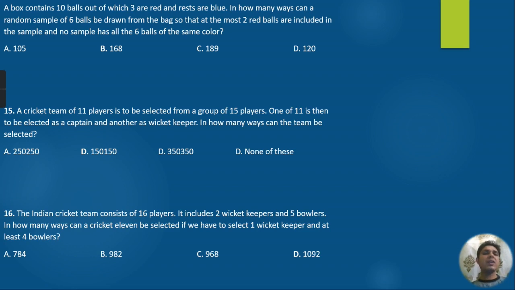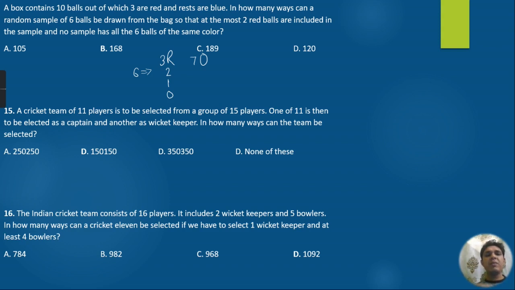The question is a box contains 10 balls, out of which 3 are red and the rest are blue. In how many ways can a random sample of 6 balls be drawn from the bag so that at most 2 red balls are included in the sample, right? So 3 red, 7 others. A random sample of 6 is to be chosen. At most two red balls, so either it can be two red balls, one red ball, or zero red balls.